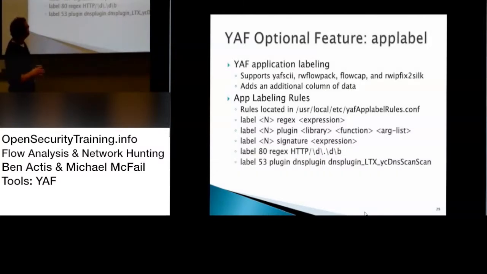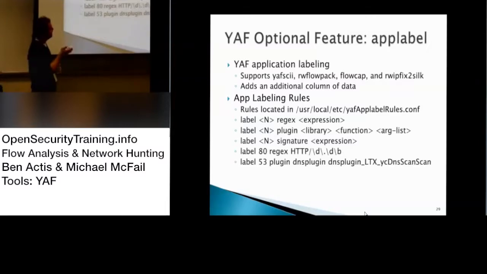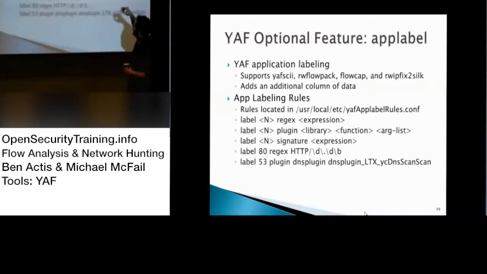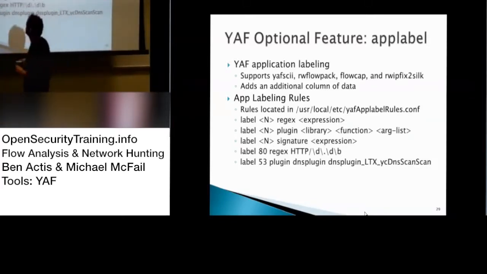So, YAF application labeling. There are many tools we'll be tying in here. It'll support YAFSCII, which we'll get to, rwflowpack, flowcap, and rwipfix2silk, which is a SiLK YAF tool. All that does is add an additional column on the right. If you want to see how it does it, just open up your VM and go to user local etc yafApplabelRules.conf, and you can see it more or less looks like this. It's pretty simple. It's a label, your regular expression, or a label, a plugin, a signature.